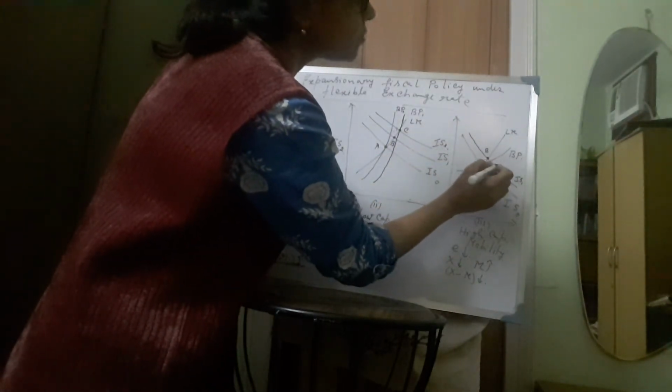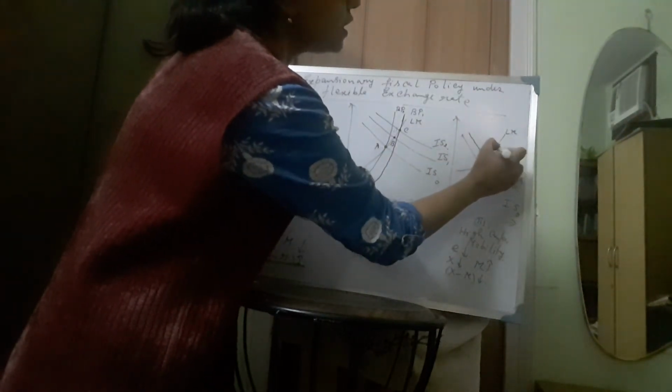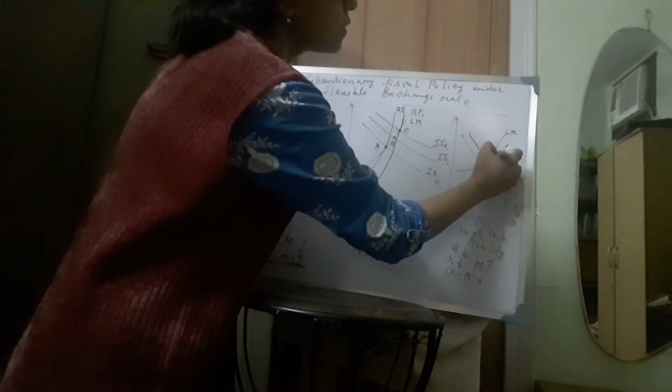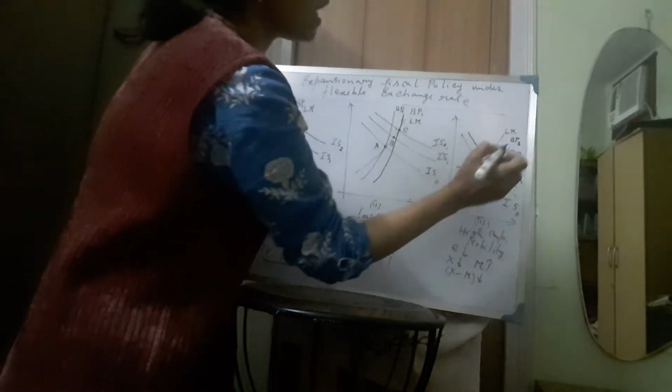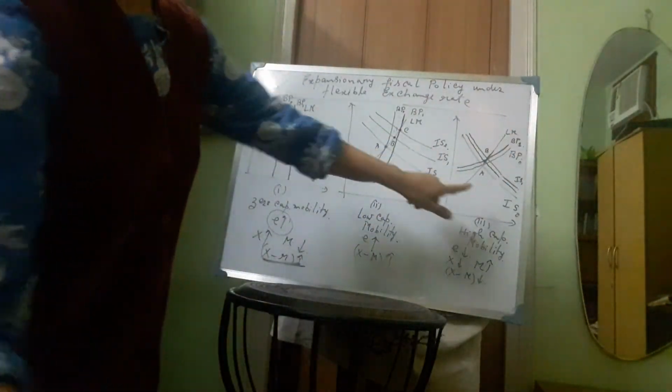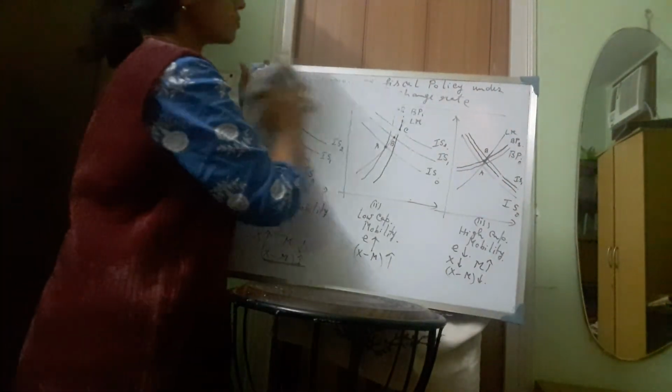So as a result, here the BP schedule is shifting to the leftward direction. So this is BP0, the original BP is BP0. Now this is BP1, and suppose this is the new IS curve. So if this is the new IS curve and suppose this is the LM curve, the equilibrium will be here. So let me draw this figure 3 again.